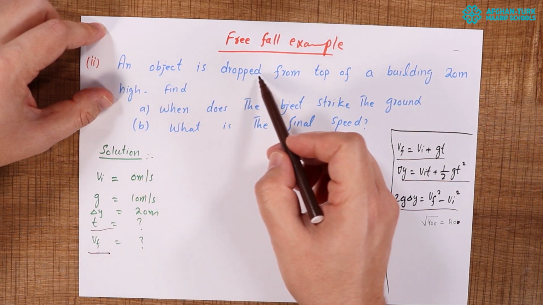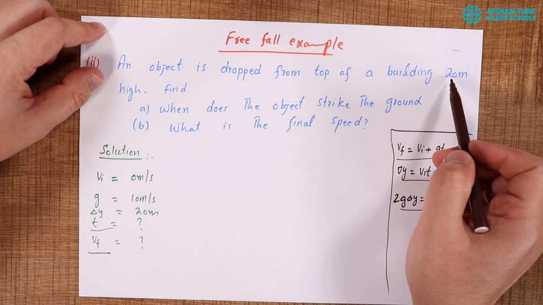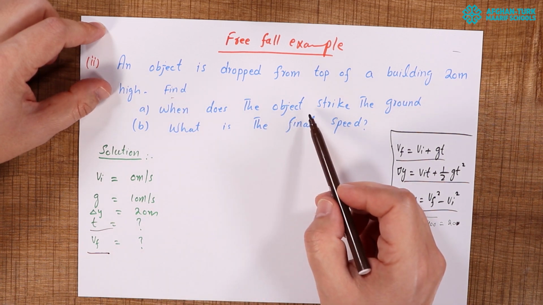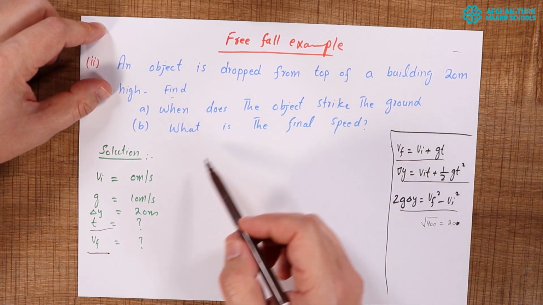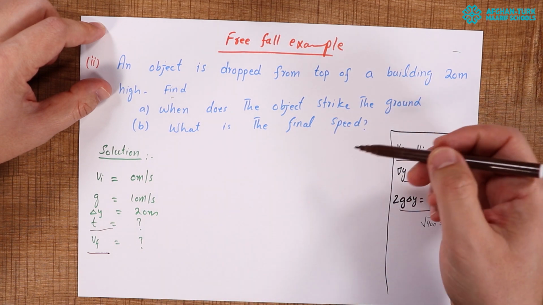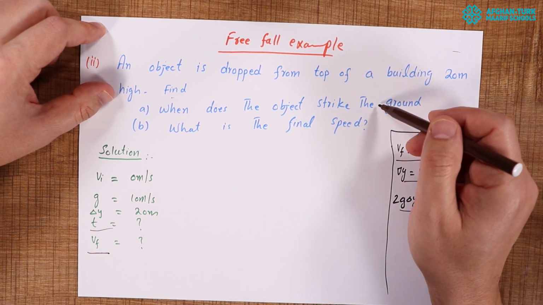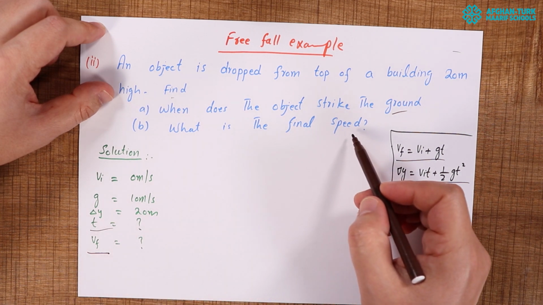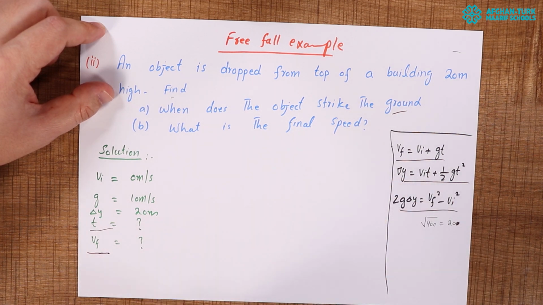So let's see, an object is dropped from top of a building 20 meter high. Find when does the object strike. When, mean after how many minutes, or how many seconds it will reach the ground. So the time is unknown, and what is the final speed, and VF is unknown.